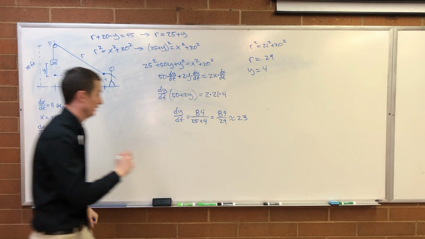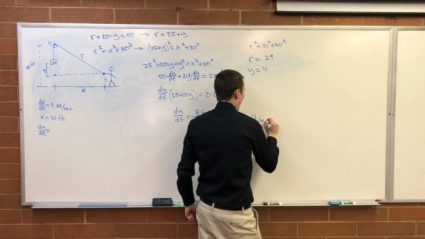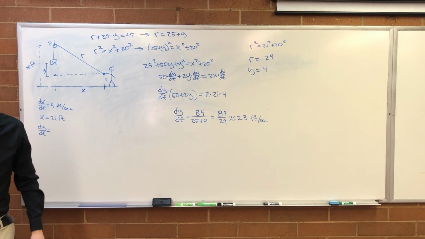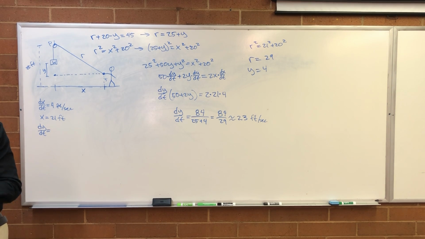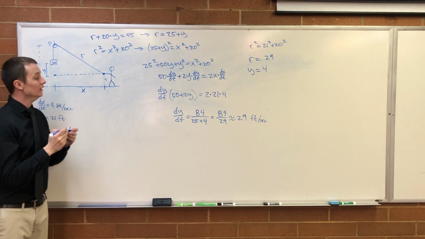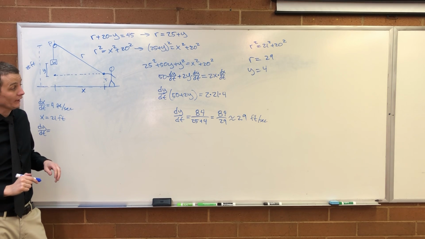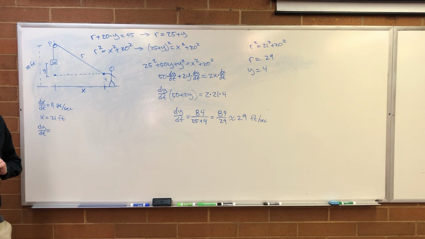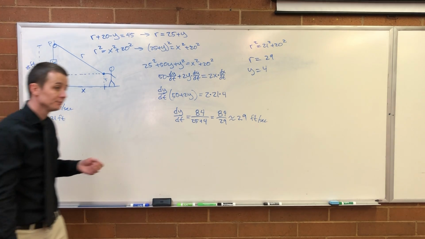2.3 feet per second. Let's check the answer. 2.9. 84 divided by 29. Did I type that wrong? Oh, yeah, oops. Okay. So 2.89 or 2.9. Just putting it into my calculator wrong. So there we go. So that's 3.8, just a bunch of problems like that you have to solve. Okay. Good? I hope so.